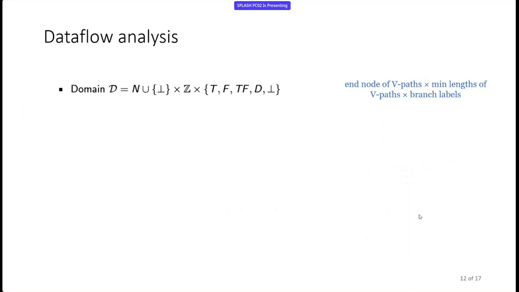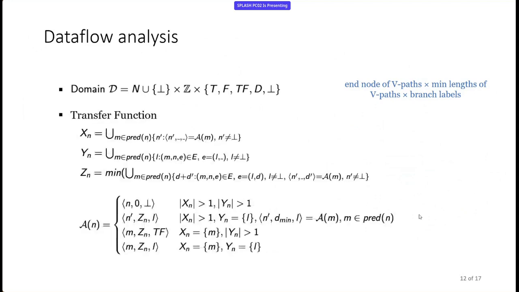Okay, and Z is to consider the distance of a node from its v path, from the end node of the v path, and edge levels are there to find the disjoint branches. And once we have this domain, then we can do some calculation, for example, how do we compute the data flow values at each particular node n.